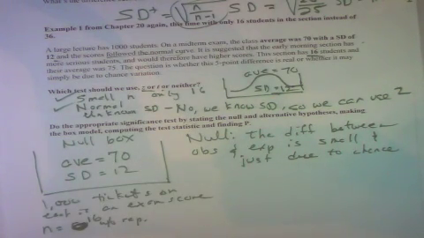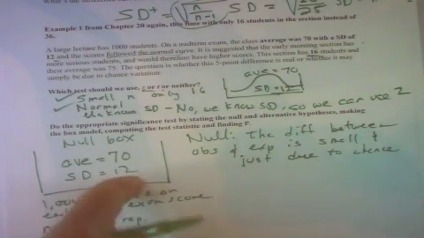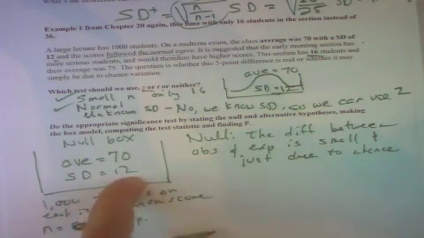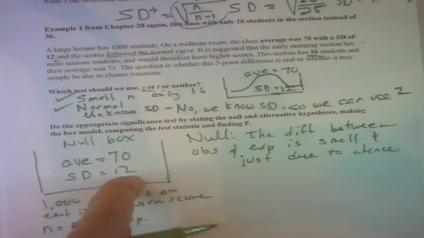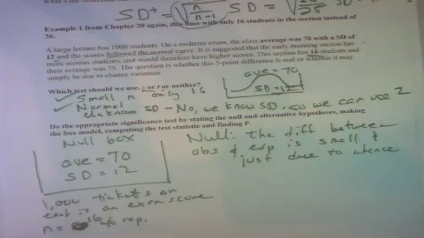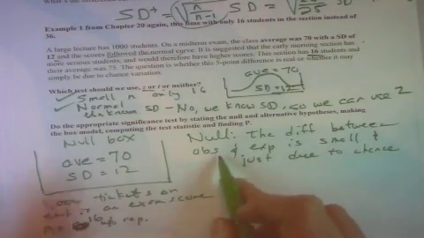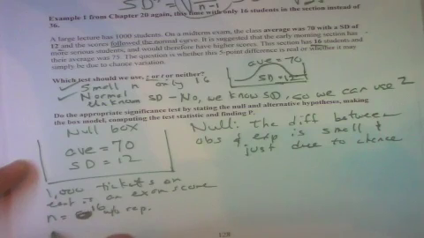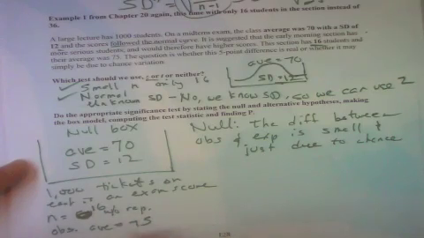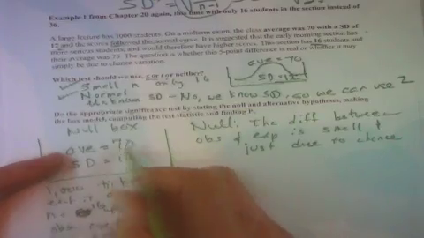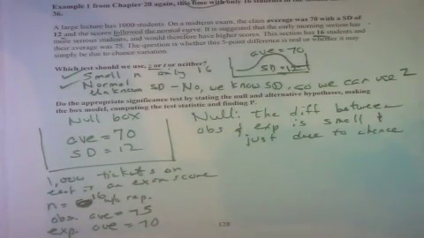The idea is that if we randomly draw 16 people out of here, yes, we get an average of 75, but so what? That's small between the observed and the expected. The observed average is 75. Our expected average from this box is 70, and this 5-point difference is small and just due to chance error.